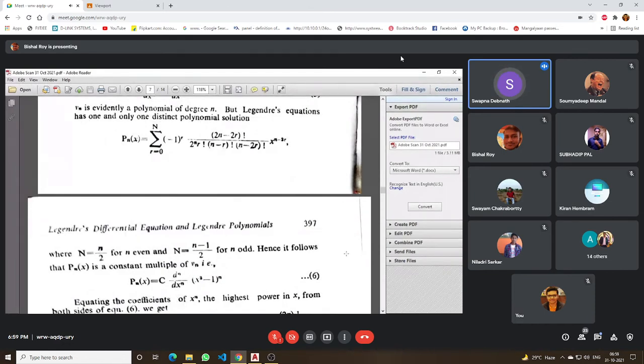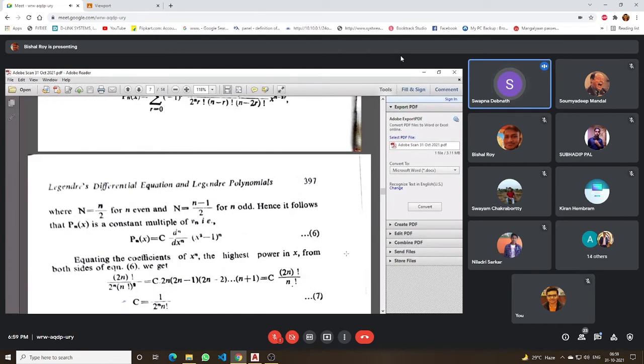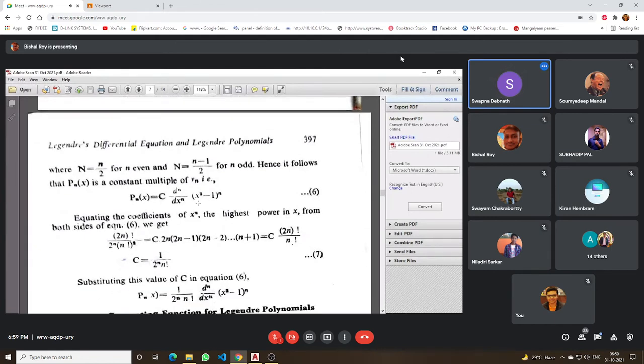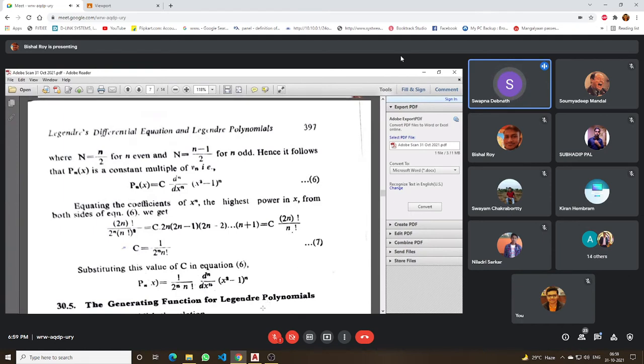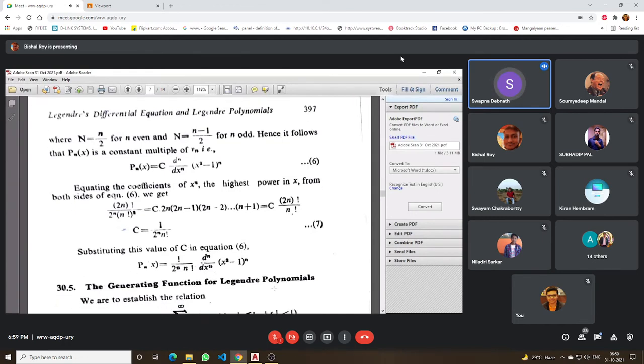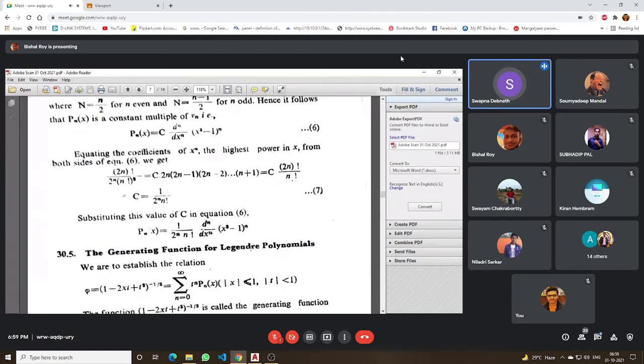Pn(x) is equal to C dn/dxn of (x square minus 1) to the power n. What is C? C is found by equating coefficients from both sides. C is equal to 1 by 2 to the power n factorial n. Therefore, Pn(x) is equal to 1 by 2 to the power n factorial n, dn/dxn of (x square minus 1) to the power n. This is Rodriguez formula. This is an important formula. Therefore, go through it, and if there is any difficulty, just ask me in the next class.